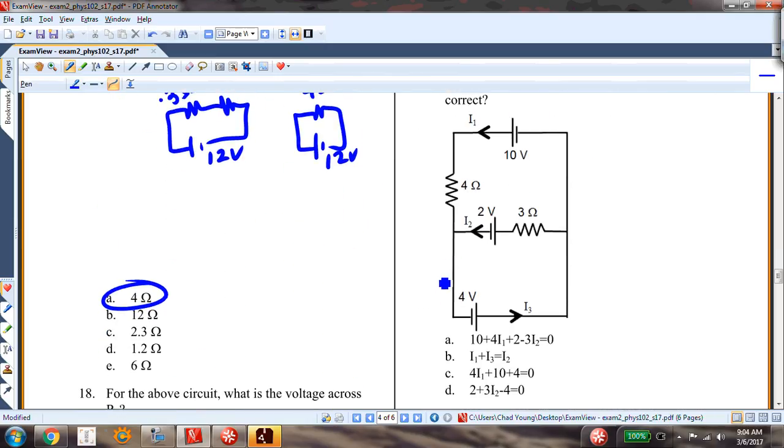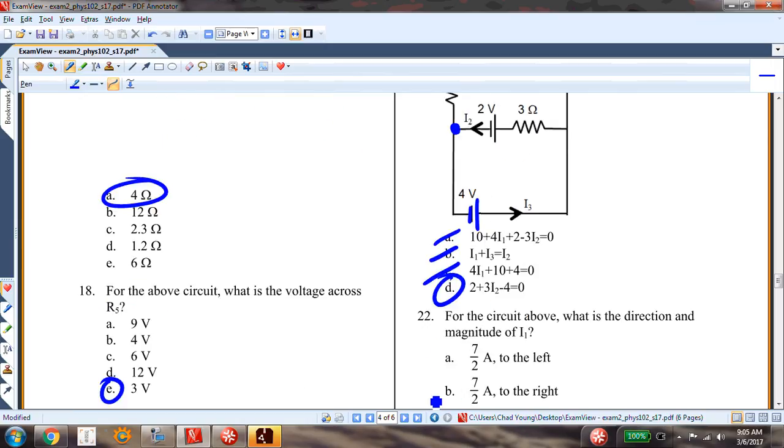Which of these equations is correct? Let's see, 10 plus 4I1, 10 should be minus 4I1. I1 plus I3 equals I2, should be I1 plus I2 equals I3. 4I1 plus 10, 4I1 should be minus 10. 2 plus 3I2, that's correct, it's positive because I'm going against the current. Minus 4, that's correct because I'm going from big to little side, so that's the right answer there.